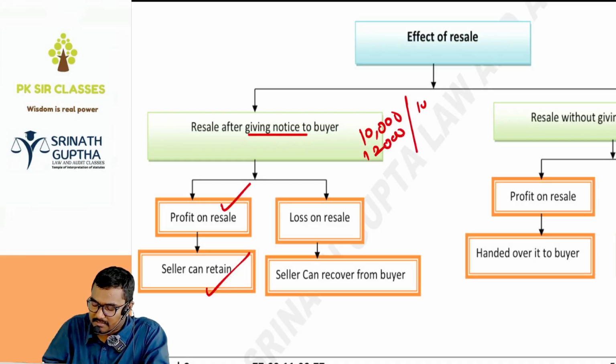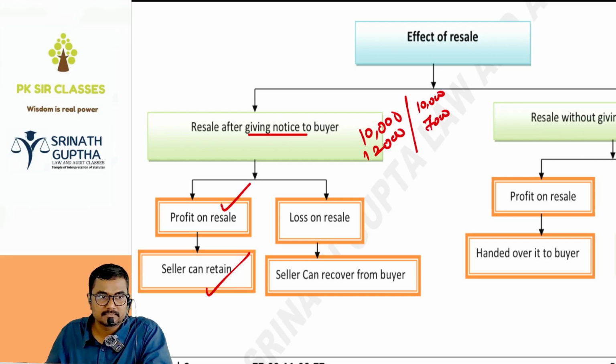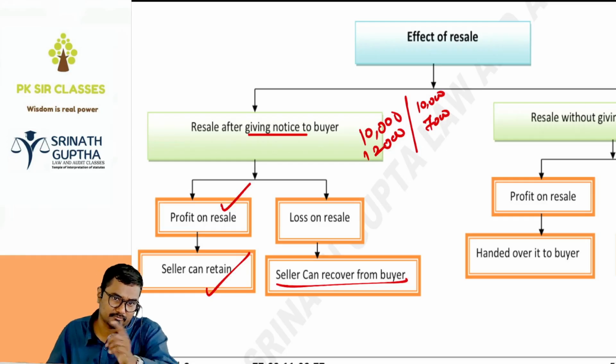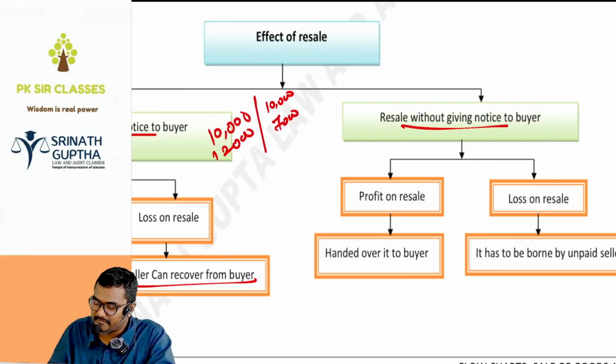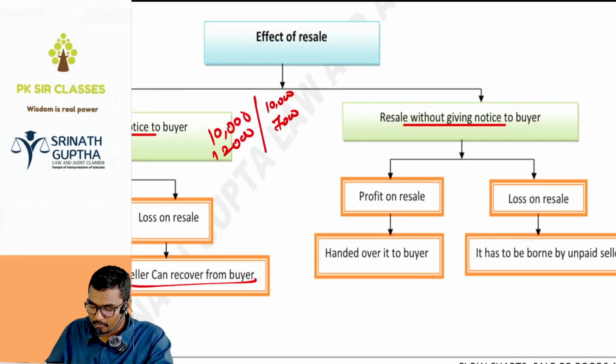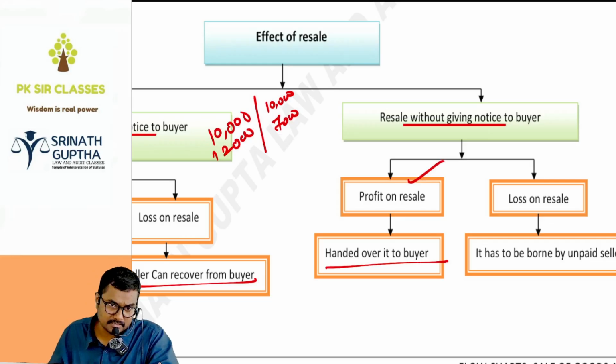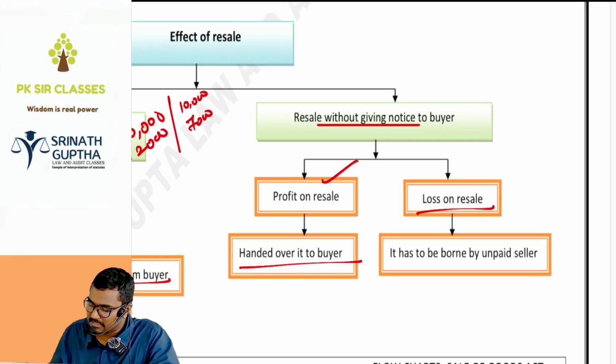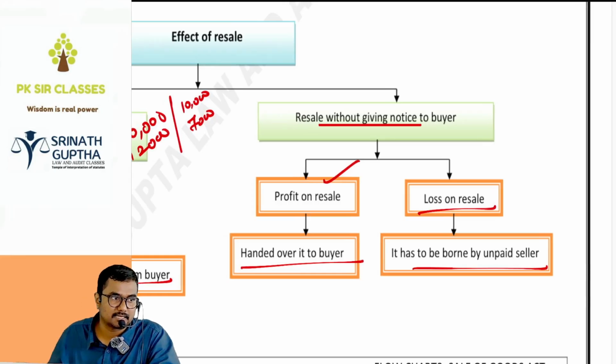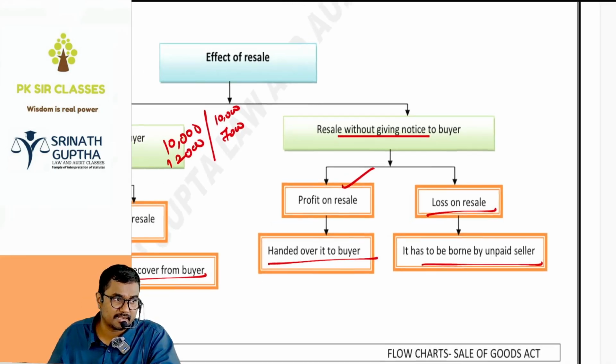Actually, he has to pay 10,000. He's not paying, though I gave a notice also. I sold it for 7,000. How much loss? 3,000. The seller can recover it from the buyer, because I am getting loss because of you, and moreover I gave a notice also. If I am reselling the goods without giving a notice and there is profit, I have to give it to the buyer, because I am selling your goods. I am not supposed to keep it. If there is any loss, the unpaid seller has to bear that loss because we did not give the notice.